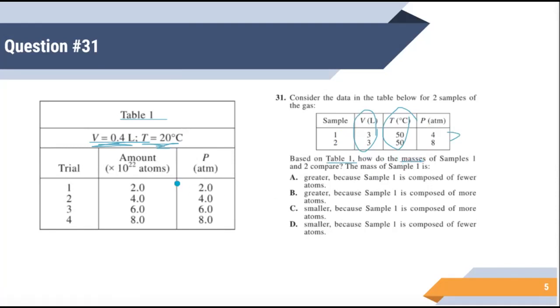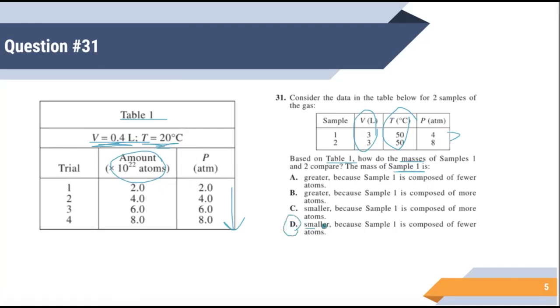Okay, I don't see anything about mass here, but I do see amount, okay? And you'd think for a higher amount, you'll have also a higher mass, okay? So now we just need to figure out, based on our table 1, as the pressure goes up, what happens to the amount? And it looks like the amount also goes up, okay? All right, so sample 1 has a lower pressure. That tells me it'll probably also have a lower amount, okay? So the answer for 31 should be D.